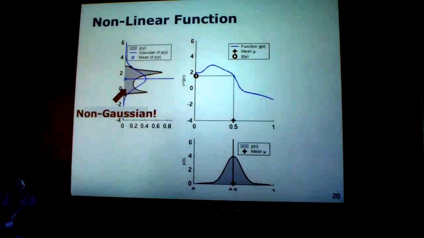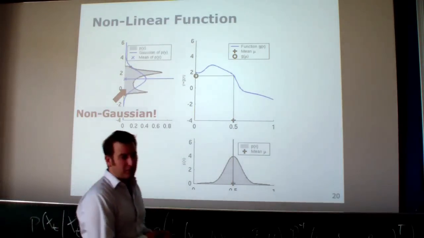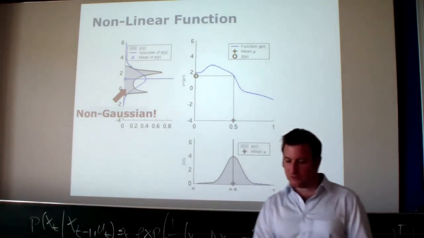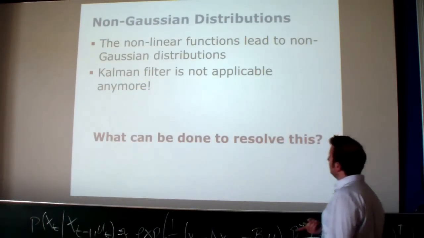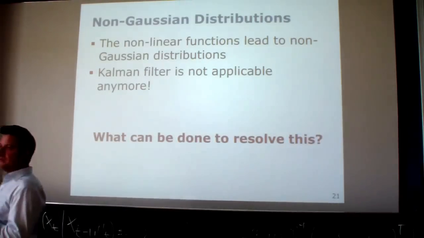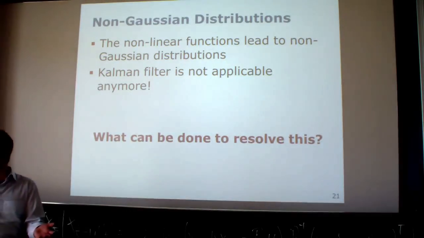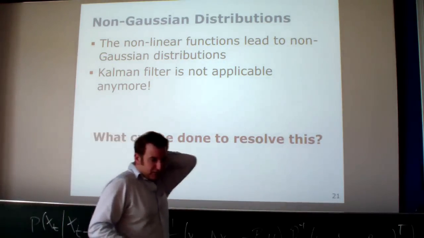This breaks the Kalman filter. This is the main problem we have in here. Nonlinear functions lead to non-Gaussian distributions under the transformation, and then the Kalman filter is not applicable anymore, because after the first step, after the first motion update, we don't have a Gaussian anymore. That's bad. So how can we resolve that?